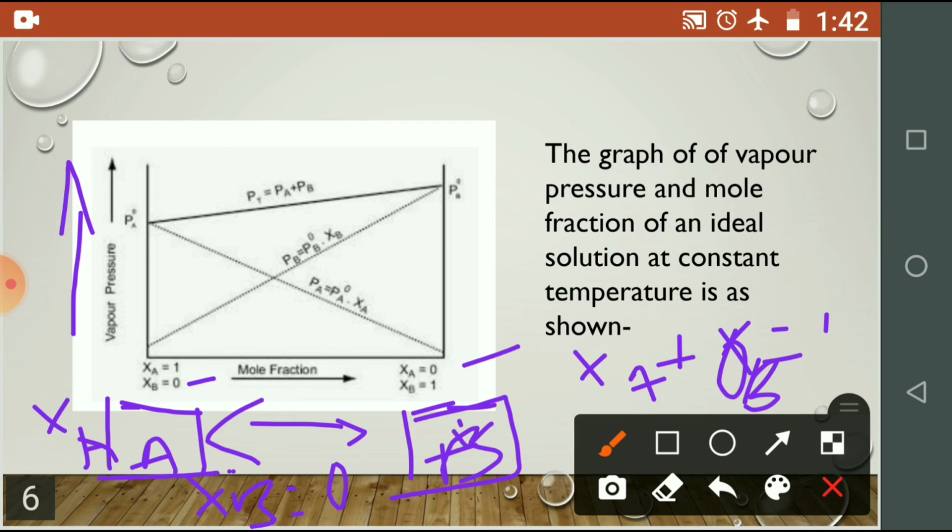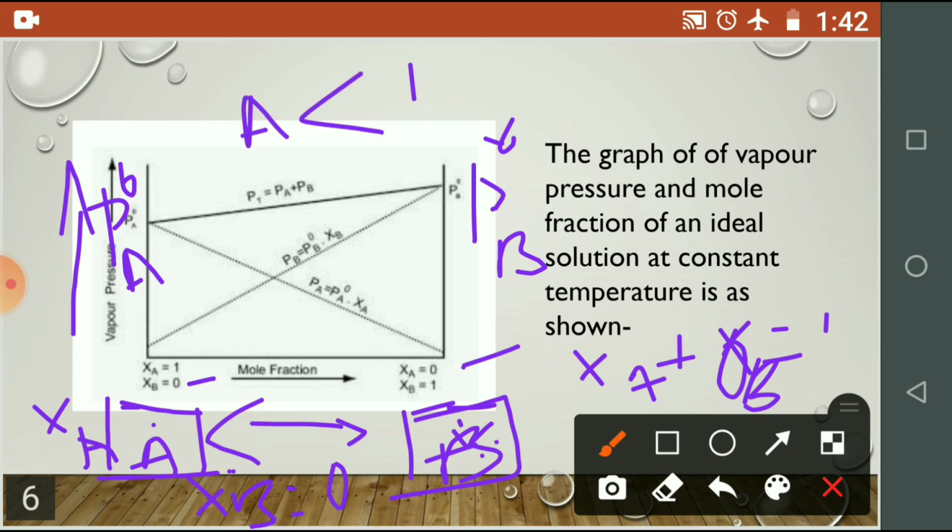Whatever the pressure exerted, that is only due to B. So this is in the pure form, thereby this point represents P naught B. ಇಲ್ಲಿ A ಒಂದೇ ಇದೆ, thereby whatever the vapor pressure exerted is due to A only in its pure form. Pure ಇರೋದಕ್ಕೆ P naught ಅಂತ ತಗೊಳ್ತೀವಿ. Here we are going to consider A is less volatile than B, or B is more volatile. It gets easily evaporated ಅಂತ ತಗೊಳ್ತೀವಿ.